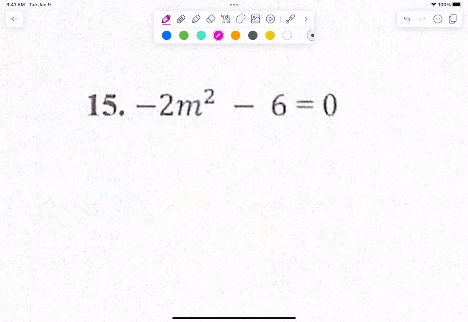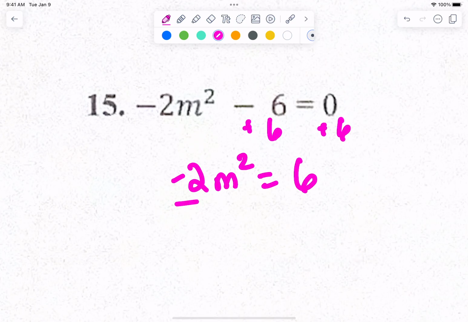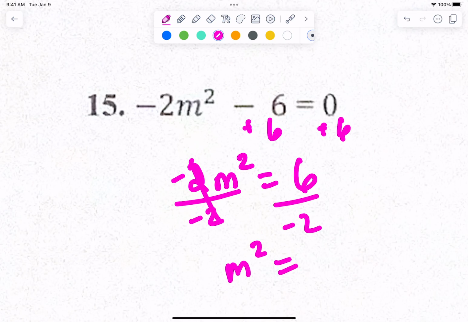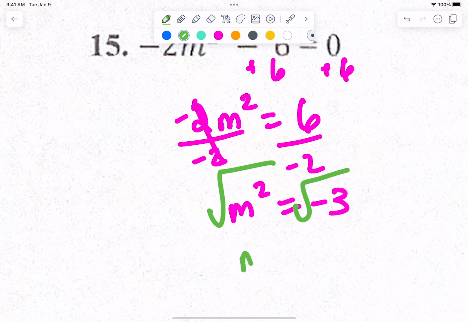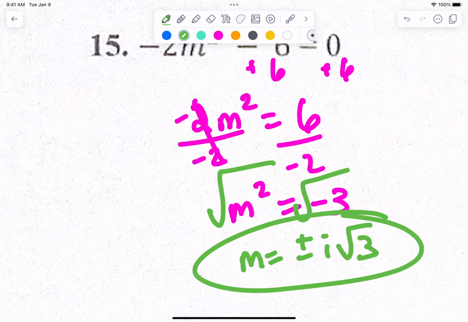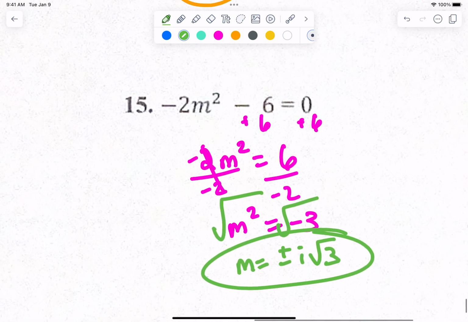What do we do first? Move it over. Add the 6. And then you divide by negative 2. Negative 2m squared equals 6. Divided by negative 2. M squared equals negative 3. Then we take the square root. You got it. There you go. There's 15.